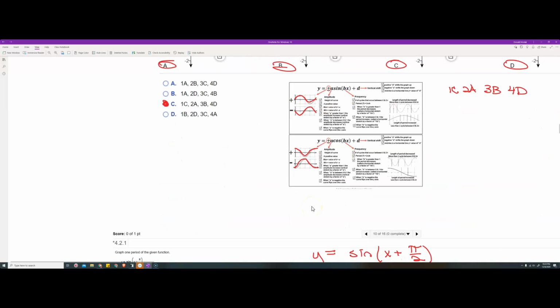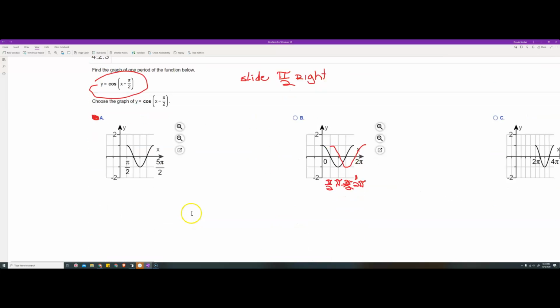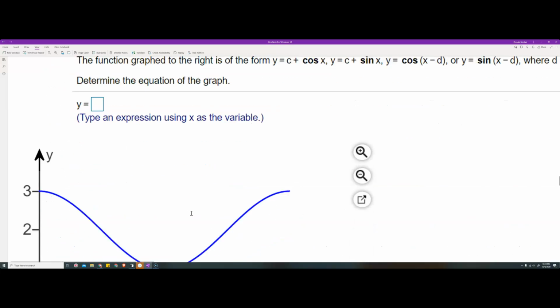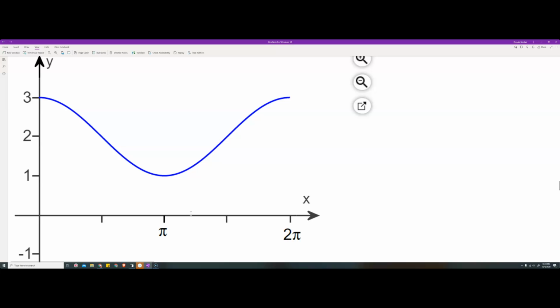Cosine graph, and it looks like it's been slid up. All right, so a normal cosine, if I drew a normal cosine on here, so I'm going to take this graph and trace it and put it back where it used to be before it got moved. All right, so a normal cosine would look like this.